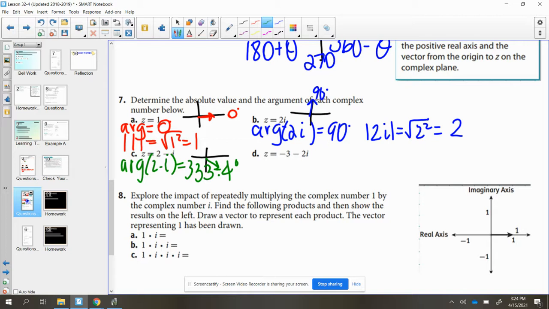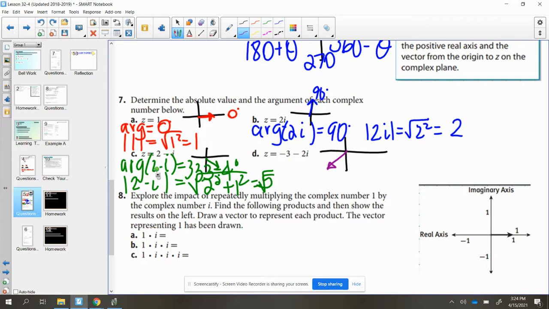And then the absolute value of 2 minus i, this time we have a and b are 2 and 1, so 2 squared plus 1 squared is going to be the square root of 5.